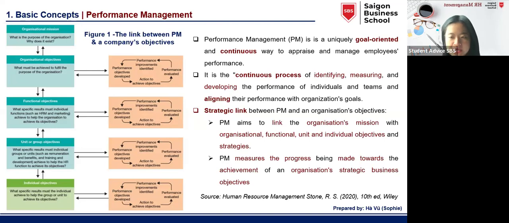It tracks the progress made toward achieving a company's objectives by, firstly, evaluating performance at all levels. Secondly, identifying areas for improvement. Thirdly, setting new performance objectives. And finally, implementing systems that convert improved performance into rewards.